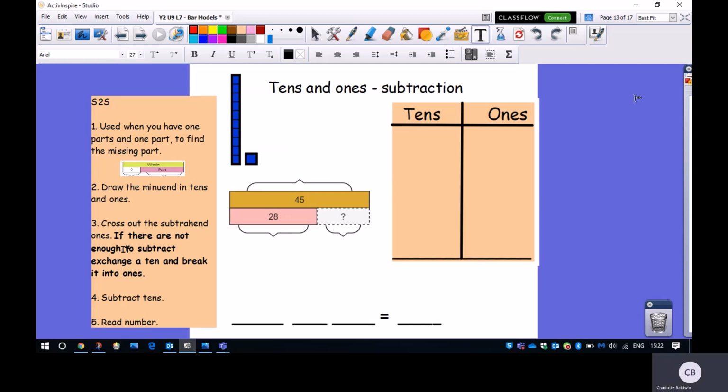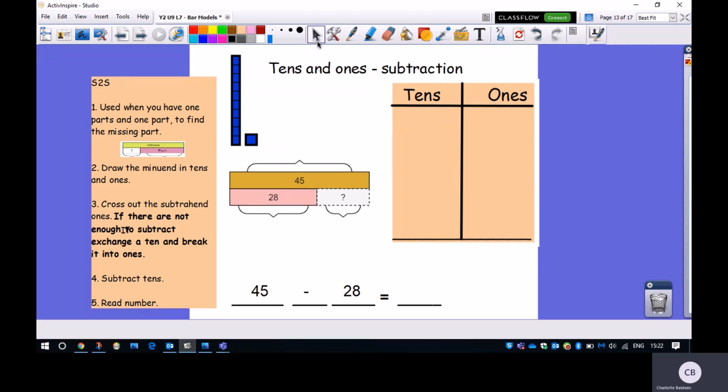So just like yesterday, we're subtracting, drawing out our tens and ones, and we still only draw the minuend in tens and ones. But first, what is the calculation? Write the calculation down. So we know that our minuend is always our biggest number, and it's always the whole, which is 45, and we're subtracting our subtrahend, which is 28.